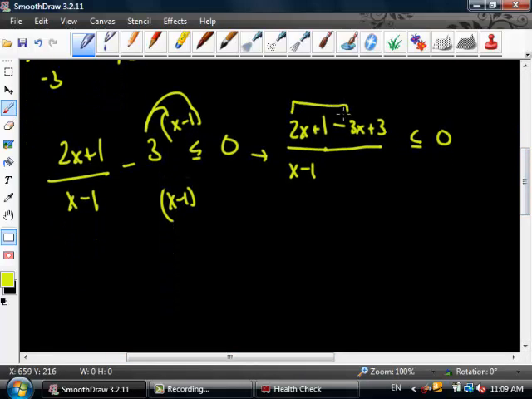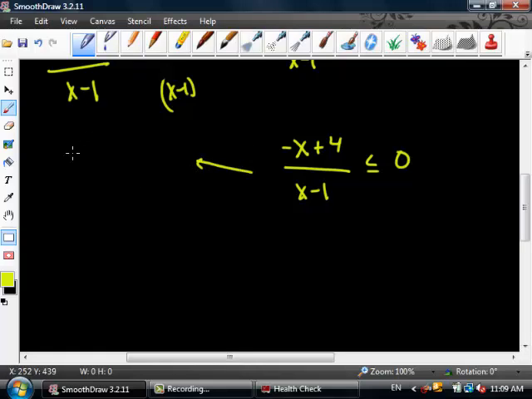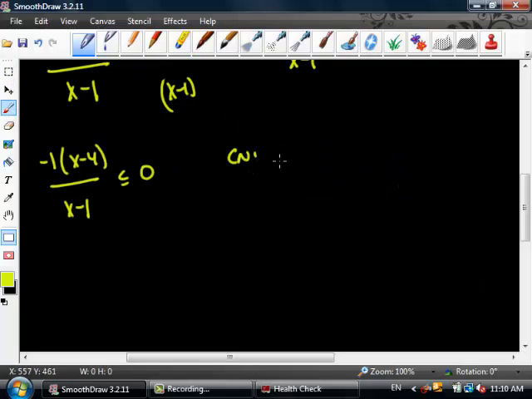Now I'll combine like terms, so I get negative x plus 4 over x minus 1 is less than or equal to 0. And now, actually no, not yet, I should probably factor out a negative 1. So let's move this thing back here. Negative 1 times x minus 4 over x minus 1 is less than or equal to 0. Let me clean some of this junk up here. What are the critical numbers top to bottom? What are the critical numbers here? Kenna, what do you think? 4 and 1. Good.